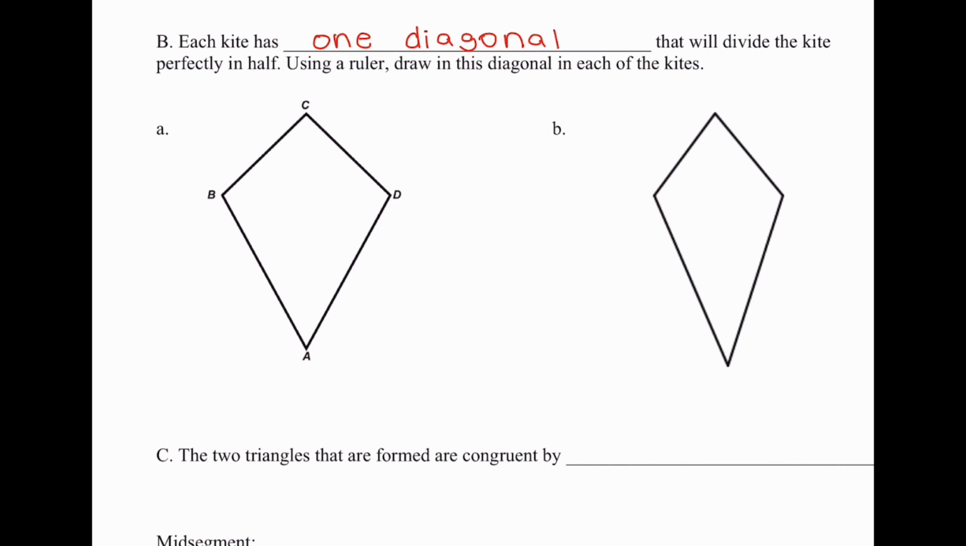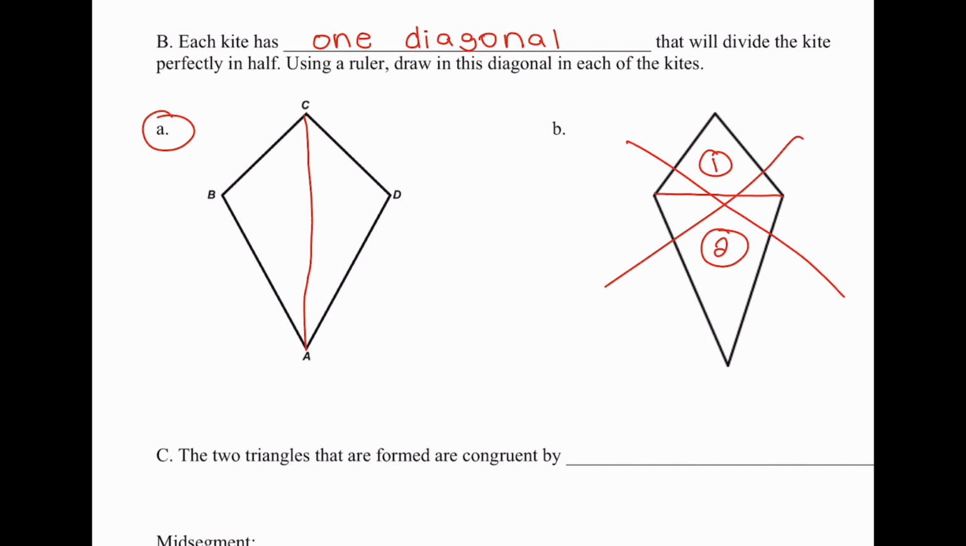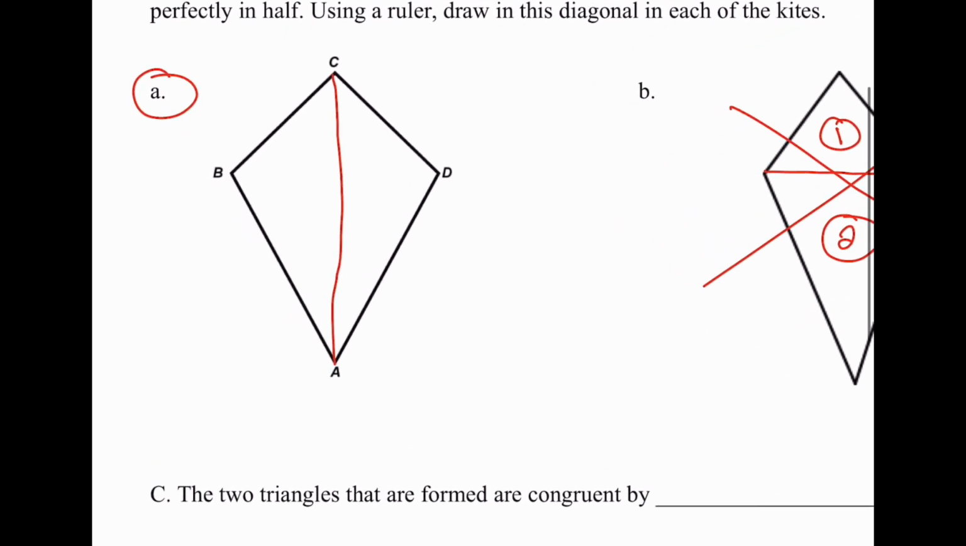It's either this diagonal or this diagonal. Which do you all think? Part A or part B, which diagonal cuts the kite in half? Hopefully you said the one in part A, because in part B, the top triangle does not match the bottom triangle. So this one is not it. But in part A, this diagonal that I drew, CA, cuts the kite perfectly in half.